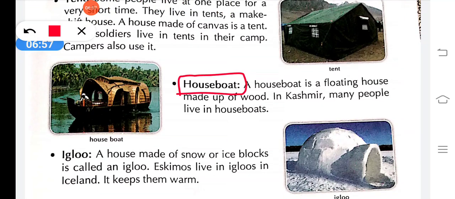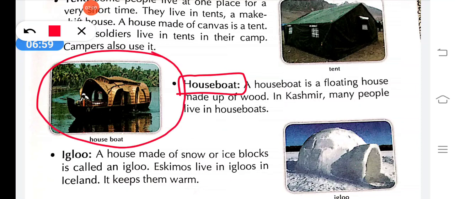Houseboat is a floating house. From the picture we can say that it is a floating house, and this type of houses are made up with wood. In Kashmir, many people live in houseboat. Okay. Next one is igloo.